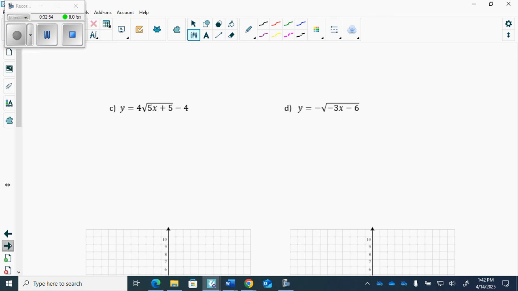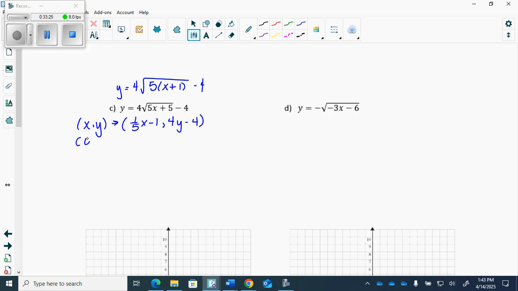C, we have to take the 5 out. 4x plus 1 minus 4. I'm just going to read the transformations because I'd like to finish this before we go. So the transformations would be a vertical stretch by a factor of 4 about the x-axis, a horizontal stretch by a factor of 1/5 about the y-axis, vertical translation 4 units down, horizontal translation 1 unit left. Our mapping would be (x, y) becomes (1/5 x minus 1, 4y minus 4).